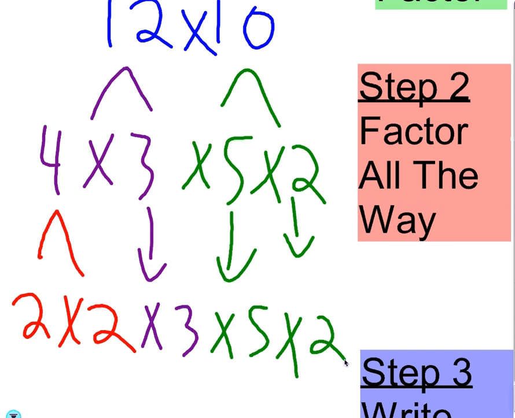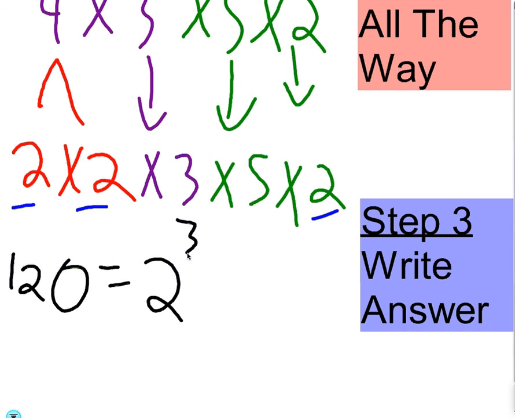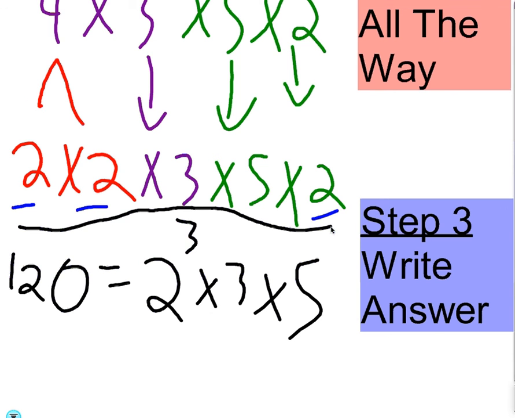Now here we see that we've got 2, 2, and 2 here, so you could write that as 2 cubed even though they're not next to each other. That's because the order in which you multiply numbers does not matter. Final answer, 120 equals, we'll go ahead and write it your guys' way, 2 cubed times 3 times 5. Or you could just write it this way, same thing.